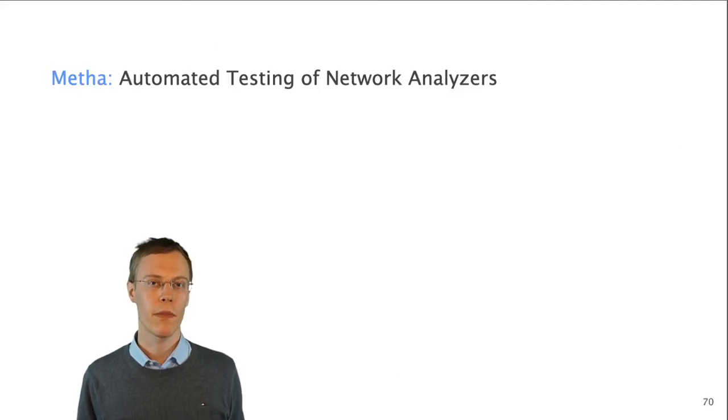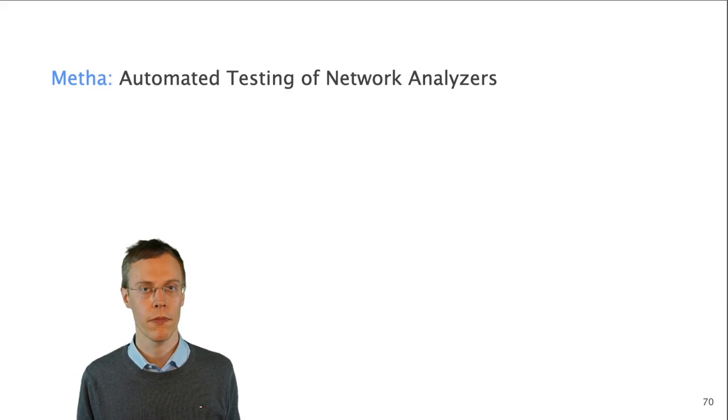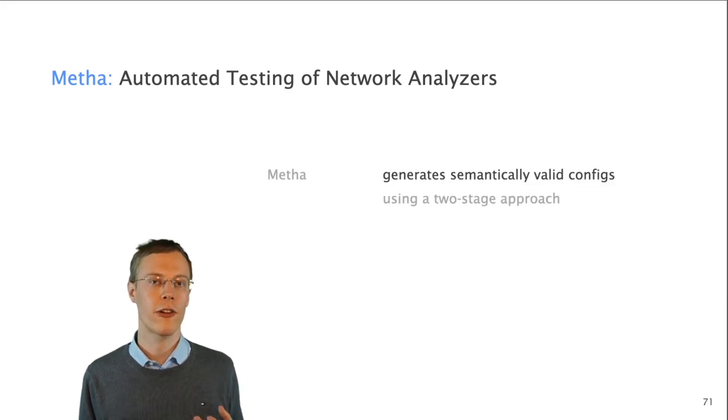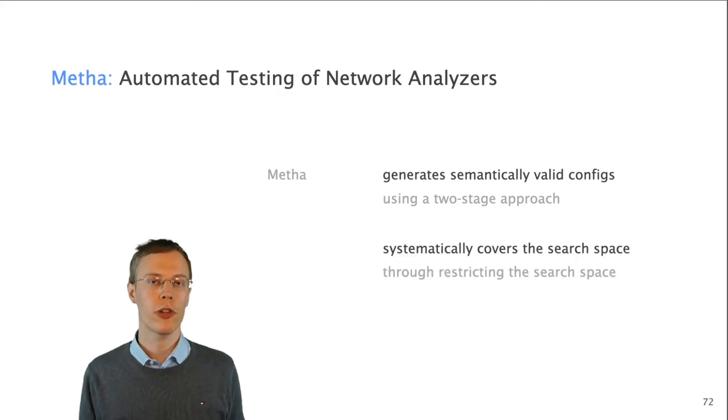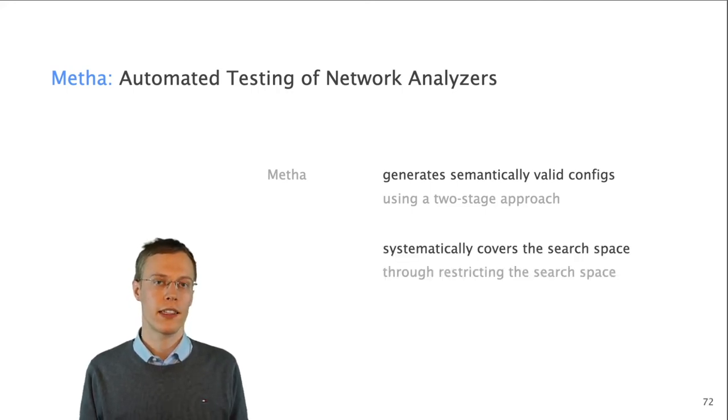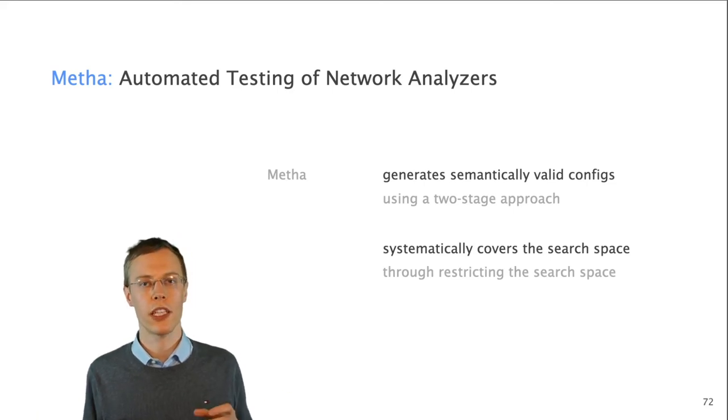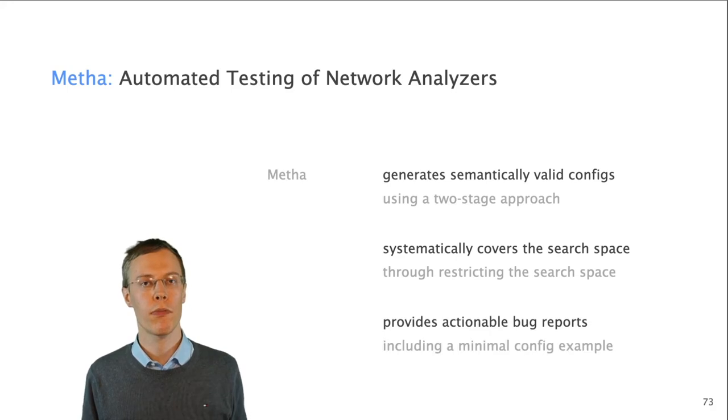And with this, I'm at the end of my talk about Metha, a system to automatically test network analysis and verification tools. And it does so by generating syntactically and semantically valid configurations in a 2-stage approach. We make sure to cover the search space systematically by using a boundary value reduction and combinatorial testing. And we report all the discrepancies, all the inaccuracies that we find, back to the developer.